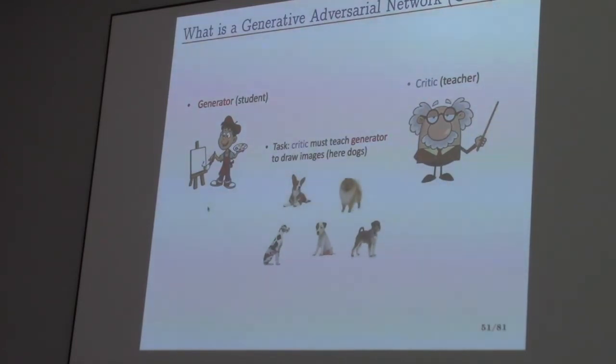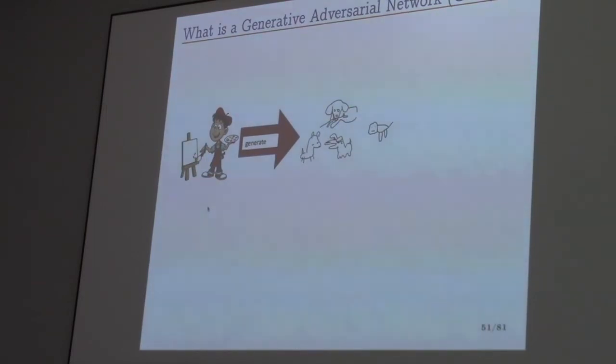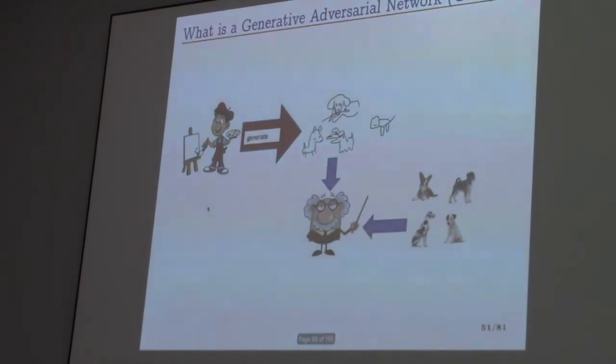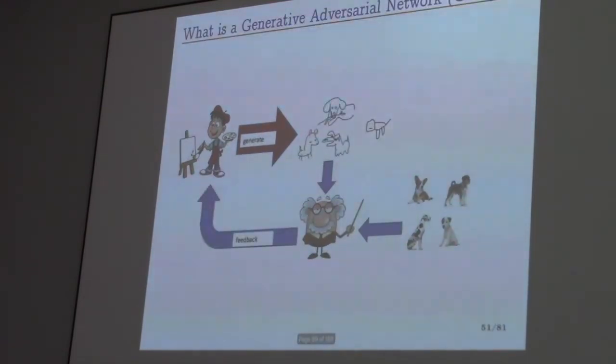Okay. So, given a student, given a critic, given a task, how does an adversarial network function? First of all, the student generates a set of dogs, and then the teacher compares the set of dogs that the student made to a set of real dogs, and says, oh, that's not very good, and gives some feedback to the student to help the student improve. And then the student will generate another set of dogs, hopefully a little better. The critic will compare that set to a set of real dogs, give feedback, and the cycle will continue either until the student stops improving, or the teacher can no longer tell the real and fake dogs apart.